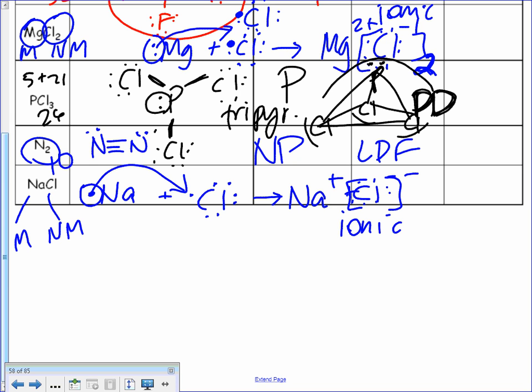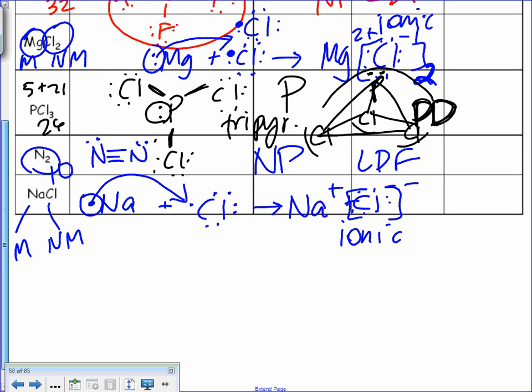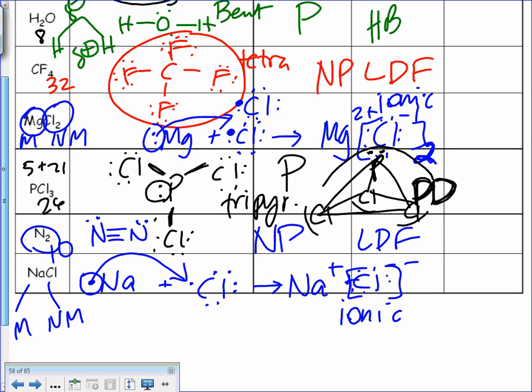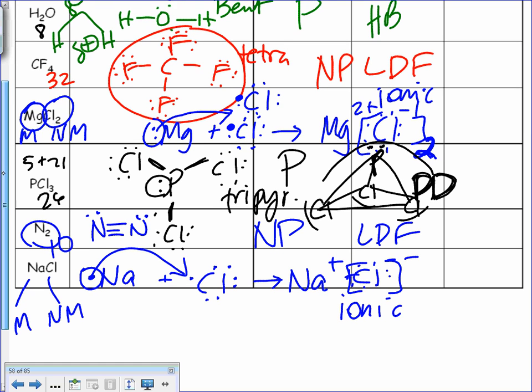Okay, well now we're finally to the boiling point part, guys. So we just went through drawing, shape, polarity, IMF. So, Madeline, who's the top boiling point based on the categories that we described earlier for our notes? So you said magnesium chloride. First of all, you said, okay, let's narrow it down to the 2 ionics. And then how did you choose magnesium chloride over sodium chloride?